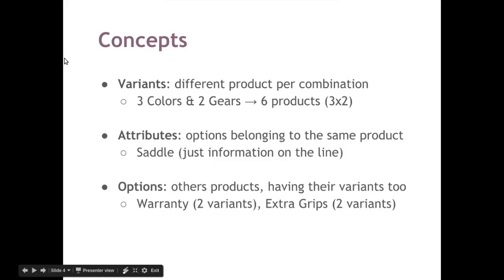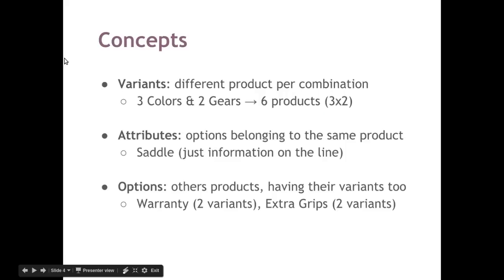The third concept is the options. In Odoo, the options are extra products that a customer can add to the cart if they buy your main product. In our example, we have 2 options, the warranty with 2 variants and the extra grips, which also have the 2 variants. Let's have a look at how we configure this in Odoo.